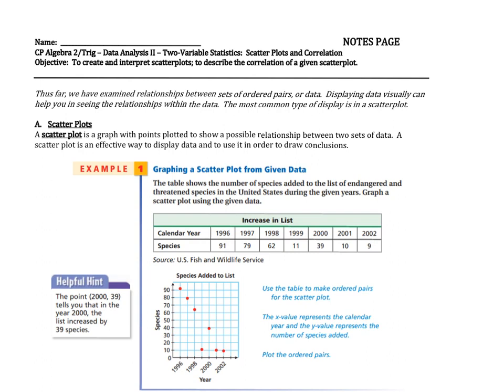So here are the notes we're going to talk about on scatterplots. The first page just gives you the definition and goes through it a little bit. You could read this. I'll read it to you, but you can read it to yourself and look at some of these examples. Then we'll do some examples together.